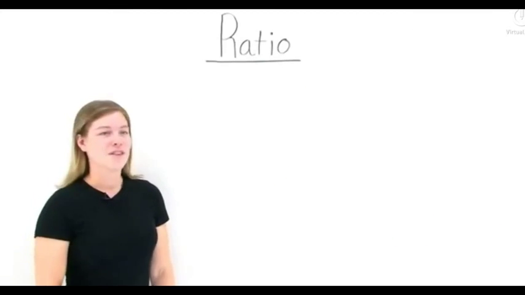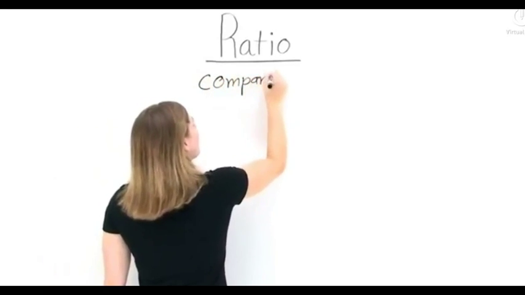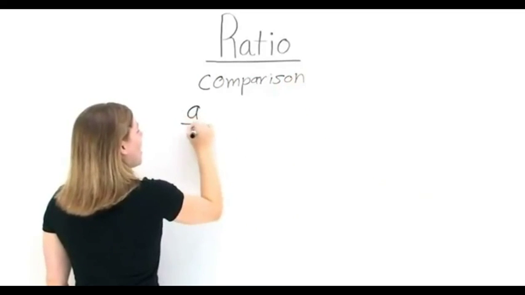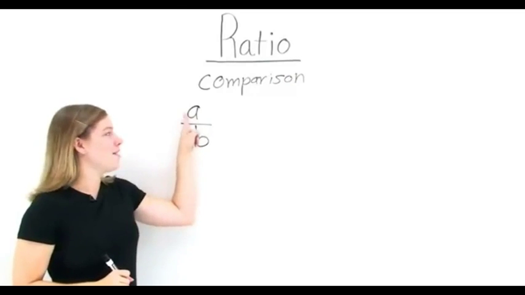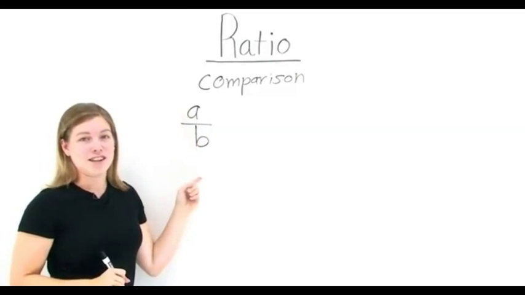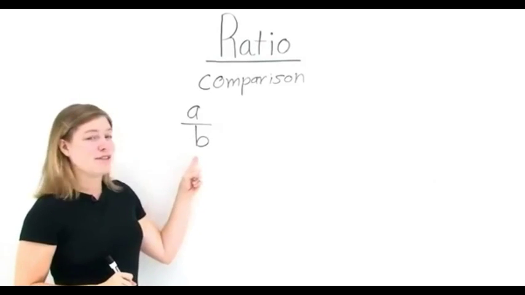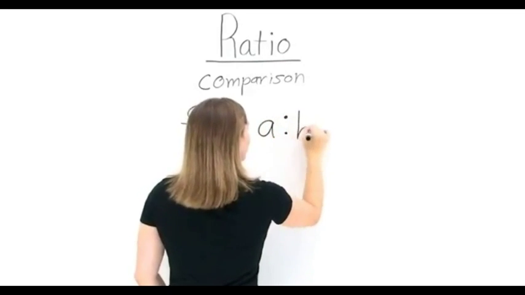What is a ratio? Well, a ratio is a comparison of two numbers by division. So think of a way we show division. A divided by B. This is a ratio. It's a comparison of two numbers by division. Now we can write ratios more than one way. If we want to represent this ratio a different way, it would look something like this.